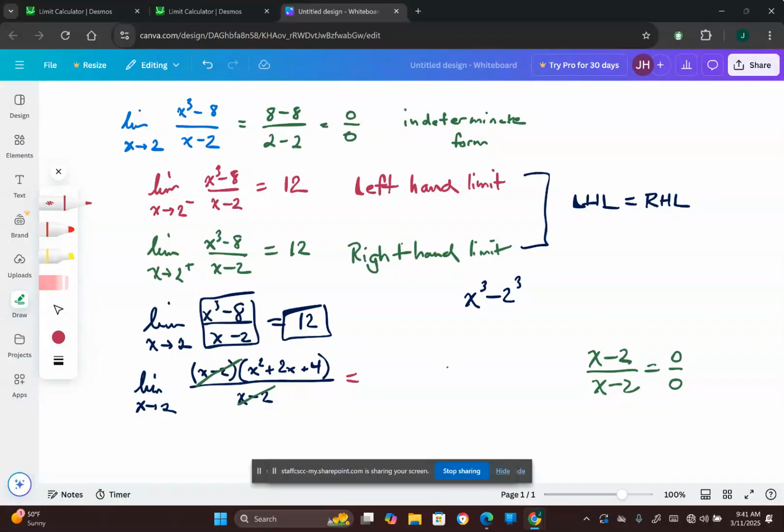I'm going to plug in 2. I would get 2 squared plus 2 times 2 plus 4. Well, that gives me 4 plus 4 plus 4. And what do you know? Even algebraically, the limit comes out to be 12.